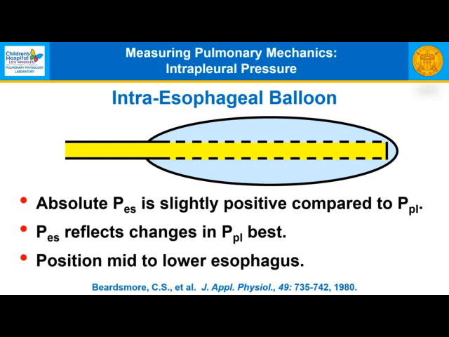So we use an intraesophageal balloon, and this is positioned in the mid to lower esophagus. Basically, it's a catheter, again, connected up here to a differential pressure transducer. The balloon around this is primarily to prevent mucus or other things from getting into these little holes and plugging them up. So this balloon is just to keep this clear so that it accurately measures pressure. And this is a very thin, usually latex balloon.